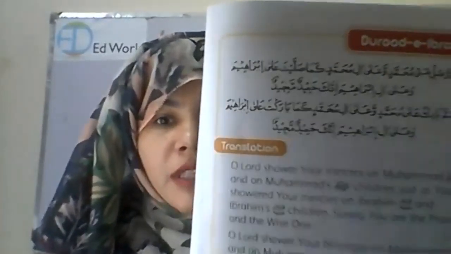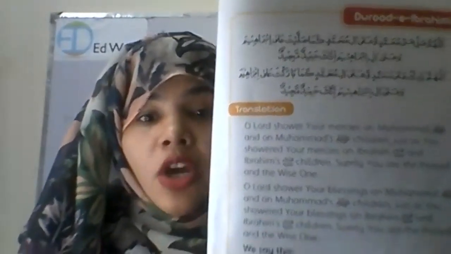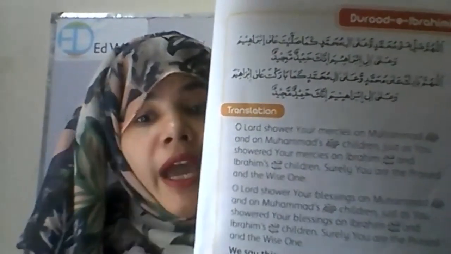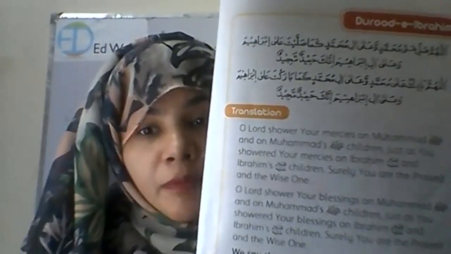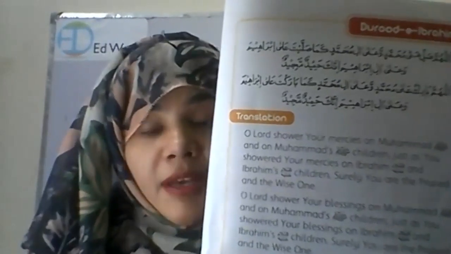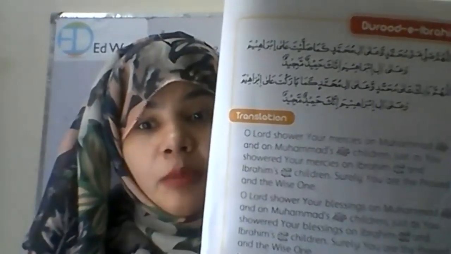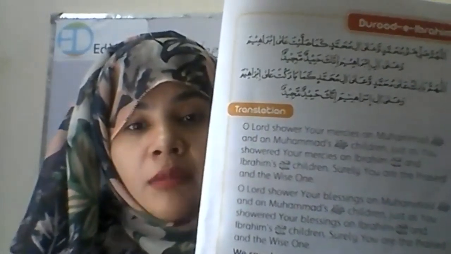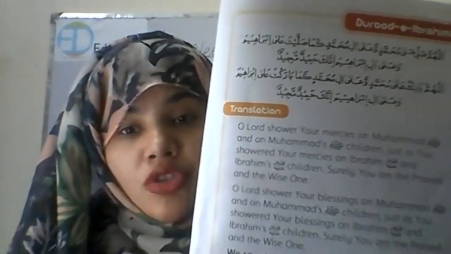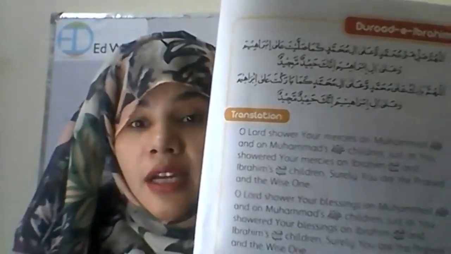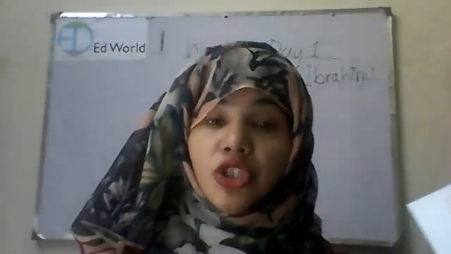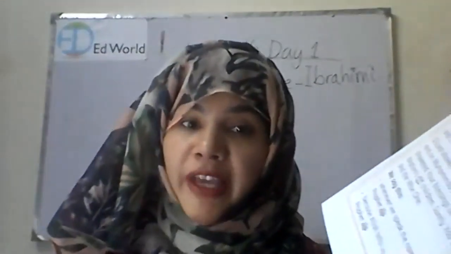We are going to read this. Allahumma salli ala Muhammadin wa ala ali Muhammadin. O Lord, shower your mercies on Muhammad sallallahu alaihi wasallam and on Muhammad sallallahu alaihi wasallam's children. Kama sallaita ala Ibrahim wa ala ali Ibrahim, just as you showered your mercies on Ibrahim alayhi salam and Ibrahim alayhi salam's children. Innaka Hamidum Majid. Surely you are the praised and the wise one.